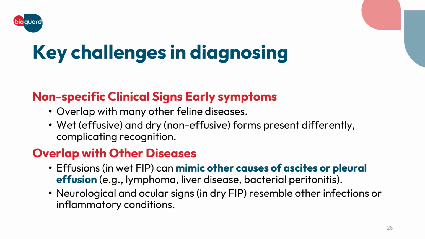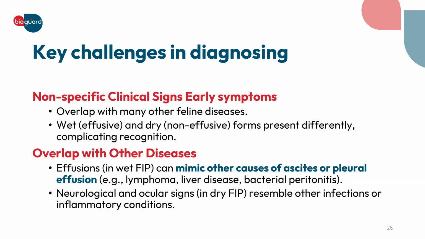Okay, so other than that, this kind of overlapping can also occur because it can mimic other causes of inflammation or fluid formation in the cat's body. As we discussed, if the Rivalta test and other tests that we run on pleural effusion from the cat's body turn out to be negative, it could be because of lymphoma, it could be because of a liver disease, or bacterial peritonitis instead of viral peritonitis.